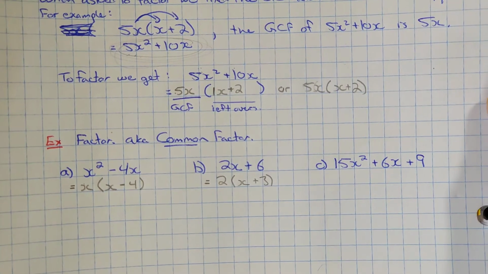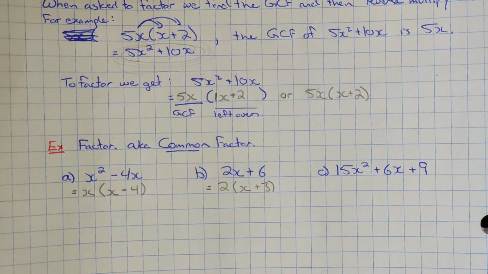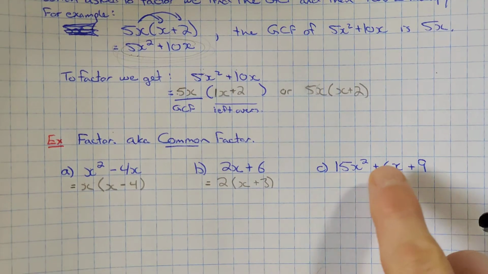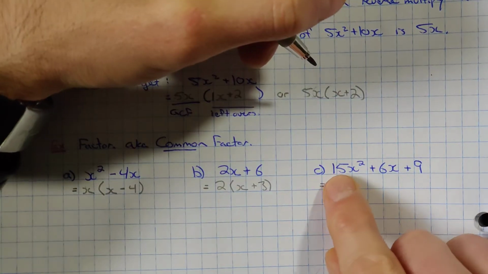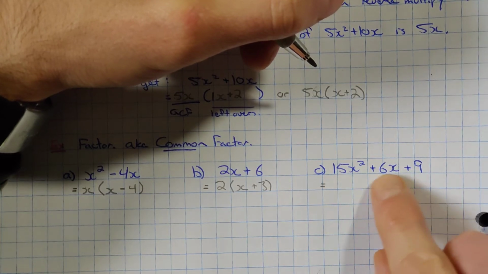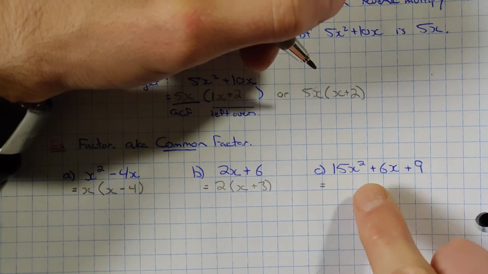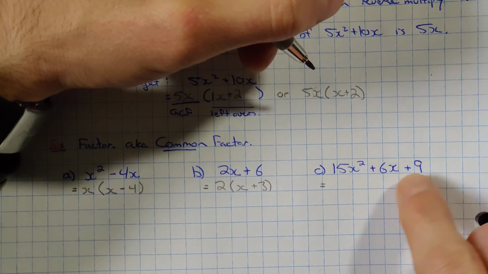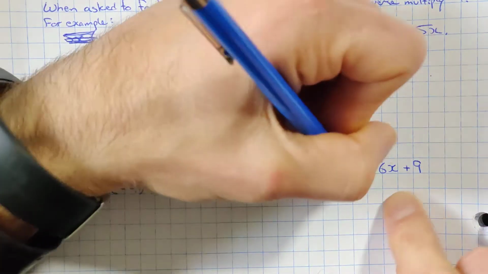In the next one, it's got 3 terms. What do we do? The exact same thing. We look for what's common between all 3. So we go through and look. They don't have any letters. That would be the same because this one doesn't have a letter. So we're just looking at the numbers. 15, 6, and 9. All of these can be divided by 3. The biggest number they're all divisible by is 3.